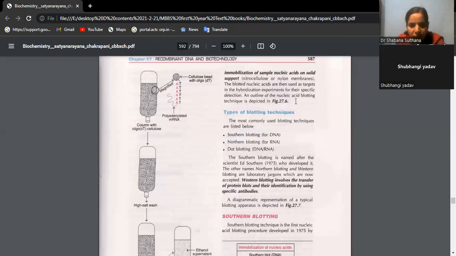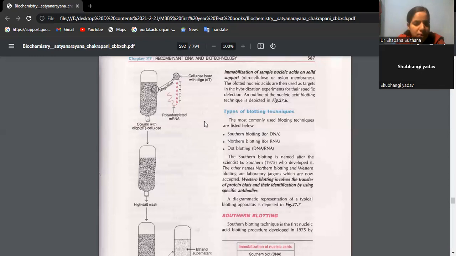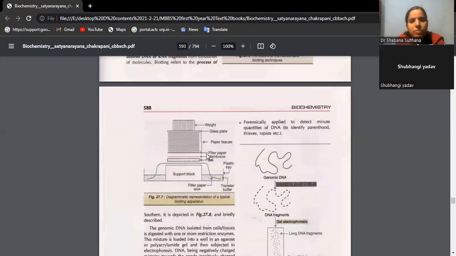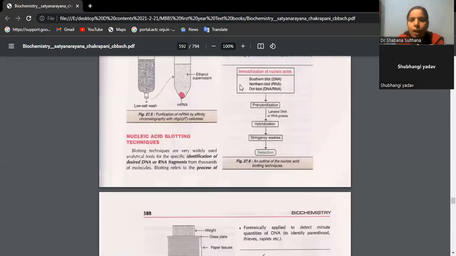So the outline of the nucleic acid blotting technique is depicted in this figure 27.6. Let us see this one. Immobilization: we are first trying to stop the mobility of either the DNA or RNA fragment. In order to immobilize DNA, we use Southern blot; for RNA, Northern blot. For both DNA and RNA, we can use dot blot.